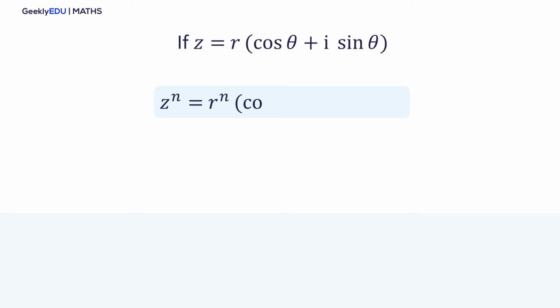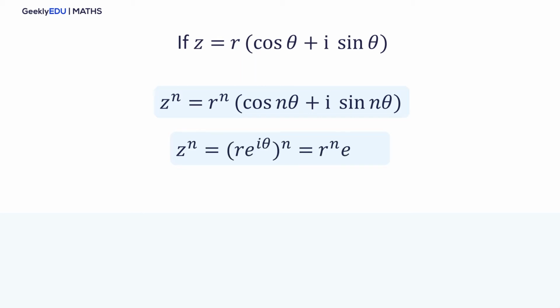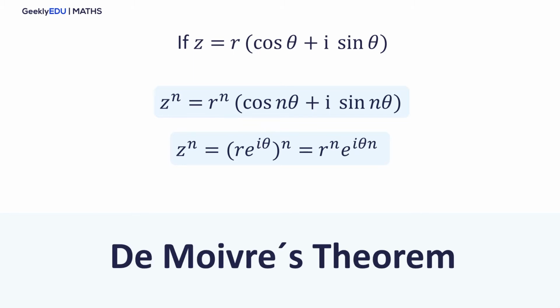Moivre's theorem states that for any complex number as given, the following statement is true, where n is an integer. We can also represent this by Euler's formula, and this is Moivre's theorem. We are going to use these equations to solve a problem.